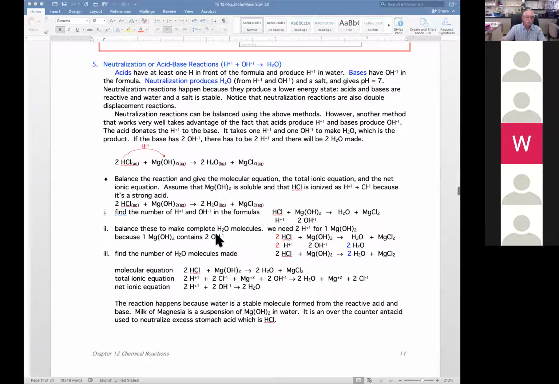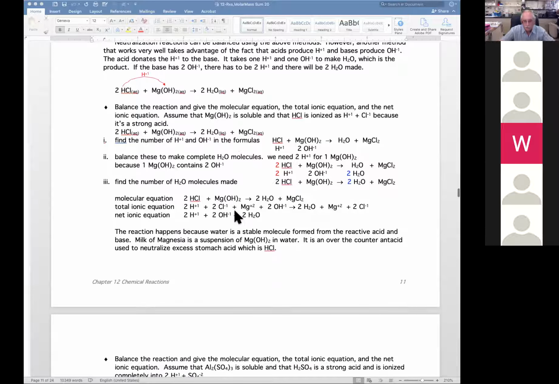So then I showed you an easy way to balance these reactions by counting up the number of hydrogens available versus the number of hydroxides. Those two numbers have to be the same, right? Because every one of these needs exactly one of these. So when you do that, it's very easy to see how many water molecules you make. When I used to teach this in the regular way of doing it, students would often get this part wrong. Now they never get it wrong.